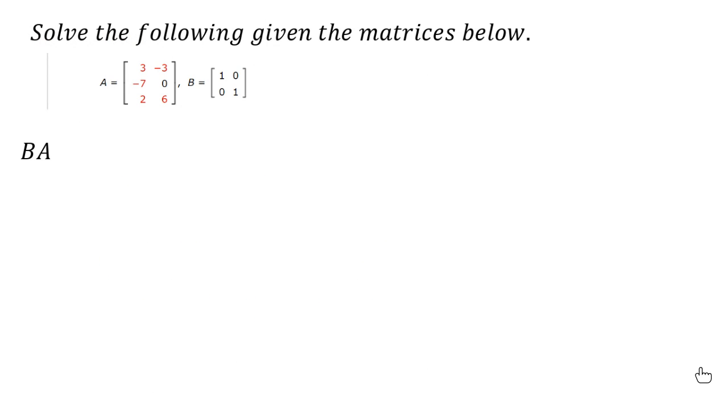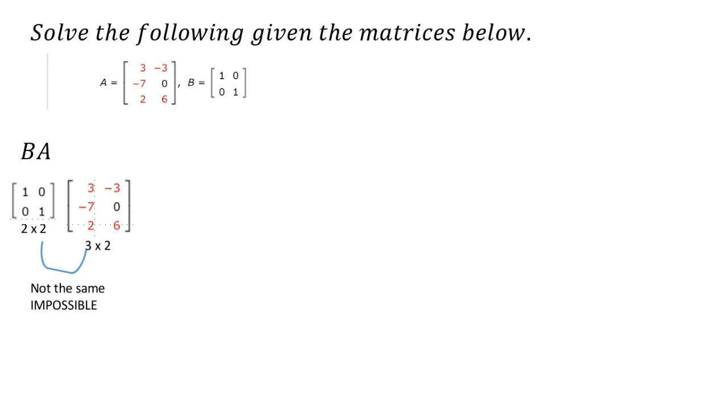Okay. So again, when you're multiplying, first thing, always check the rows and the columns, the order, the dimension. So this is a 2 by 2. This is a 3 by 3. Notice that those inside numbers are not the same. So we say that it's impossible.